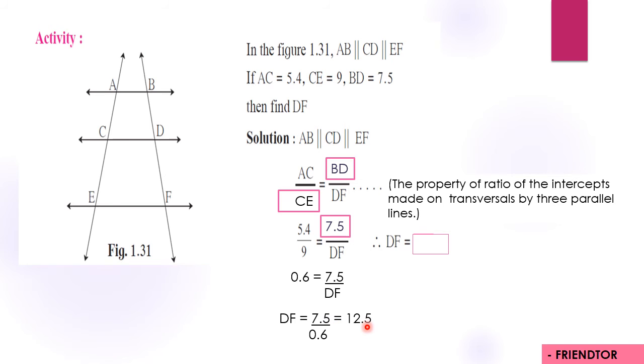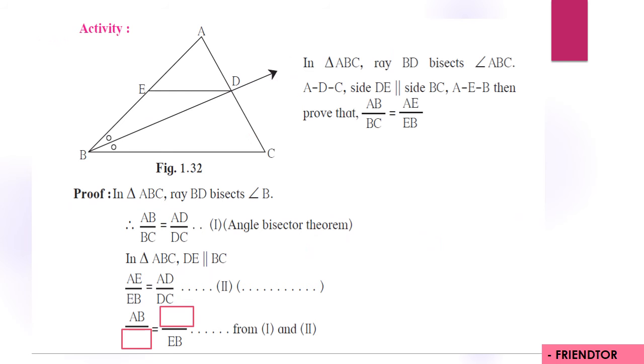Okay. So the calculation is very simple. The main thing is what theorem or what property you are substituting, and accordingly the steps follow. Okay. Therefore DF is equal to 12.5. Okay. So this activity was also very simple. Okay. So here is the next activity. So let's start. Before that, I'll choose a laser.